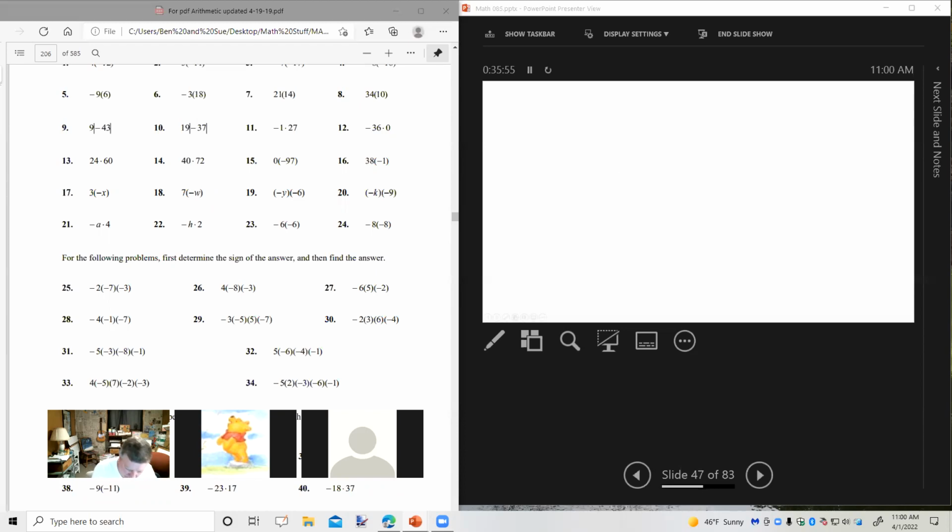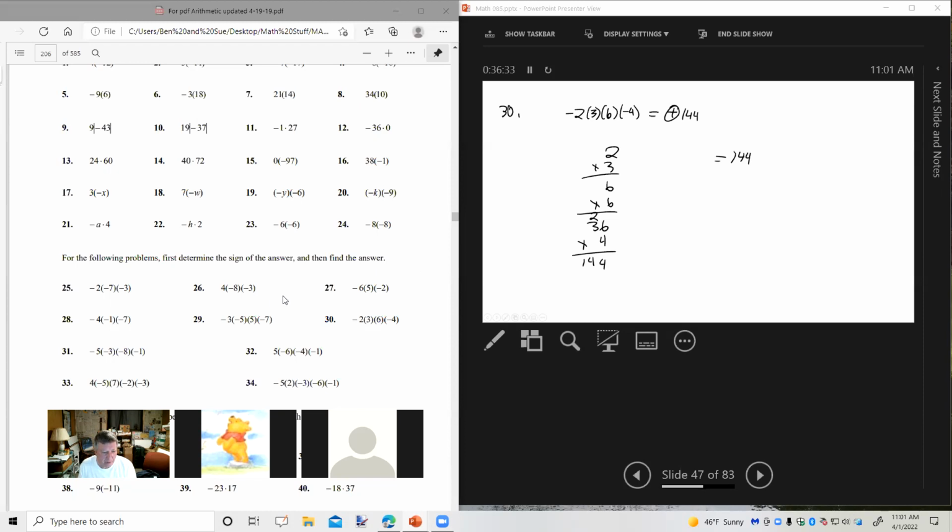Okay, let's take a look at problem number 30. Negative 2 times 3 times 6 times negative 4. There's 4 factors. There's 2 negative factors. That's an even number. So my answer is going to be positive. 2 times 3 is 6, times 6 is 36, times 4, 24, carry the 2, 144. And so 144. And I just put the positive sign there because I predetermined that it was positive.